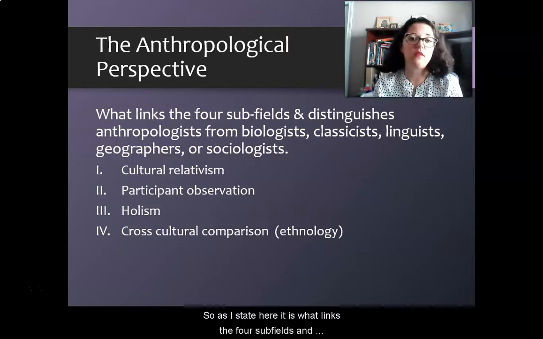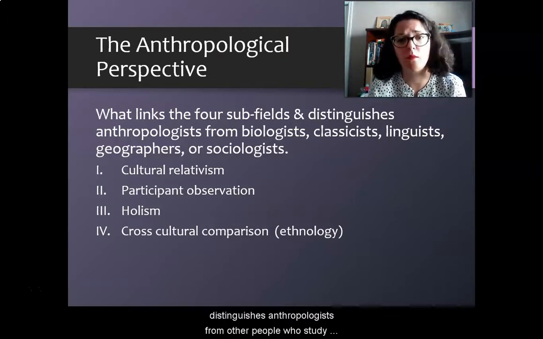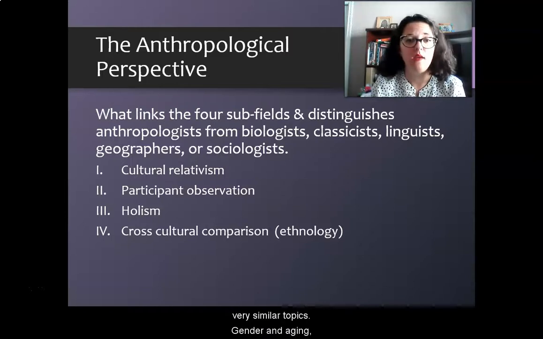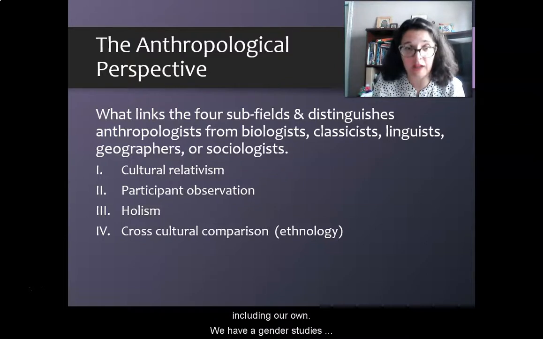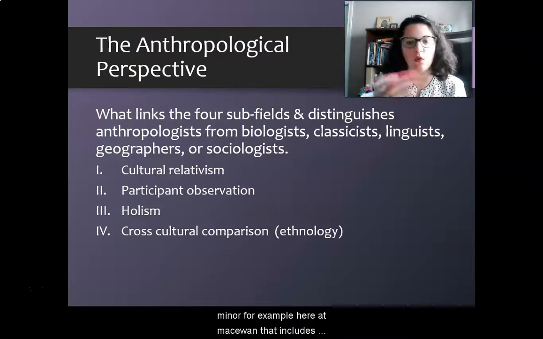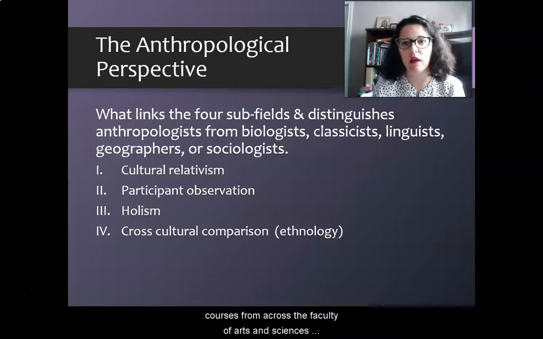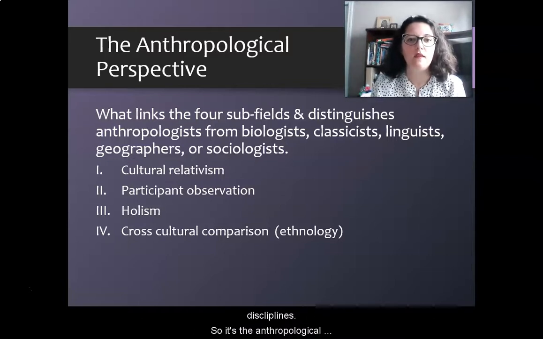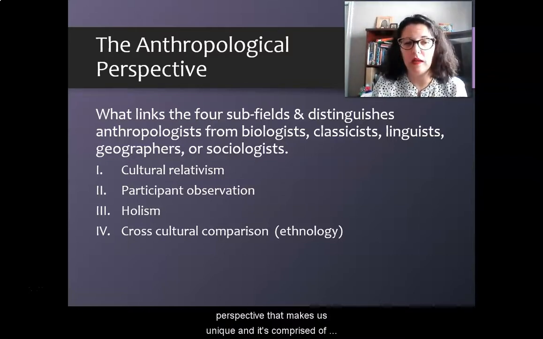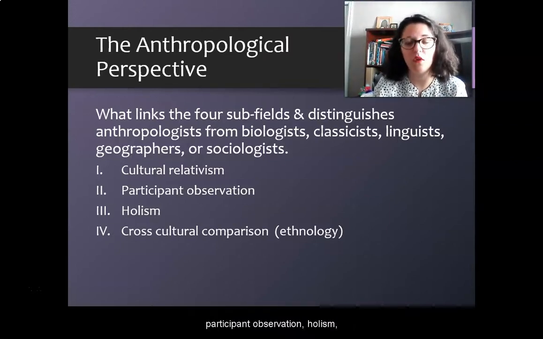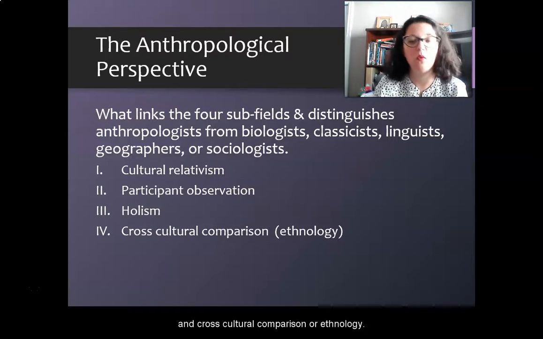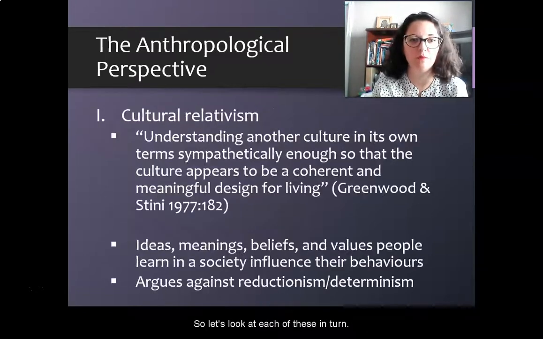So as I state here, it's what links the four subfields and distinguishes anthropologists from other people who study very similar topics. Gender and aging, for example, are two topics that are found in every sociology department across the world, pretty much, including our own, right? We have a gender studies minor, for example, here at MacEwan that includes courses from across Faculty of Arts and Sciences disciplines. So it's the anthropological perspective that makes us unique, and it's comprised of four major parts: cultural relativism, participant observation, holism, and cross-culture comparison or ethnology. So let's look at each of these in turn.